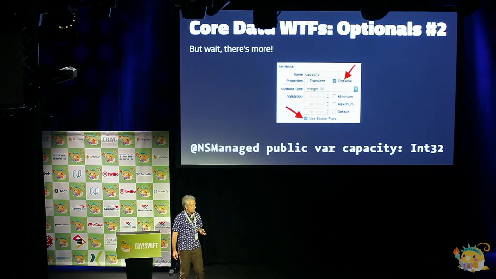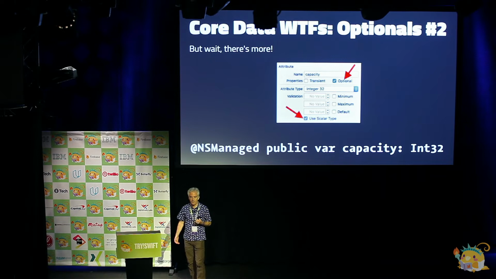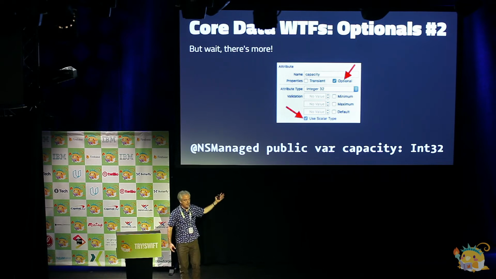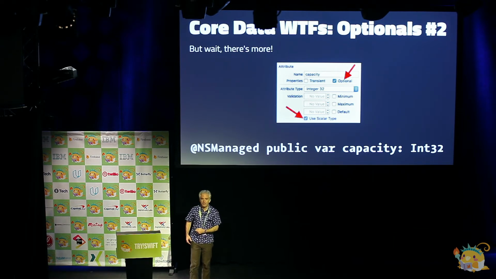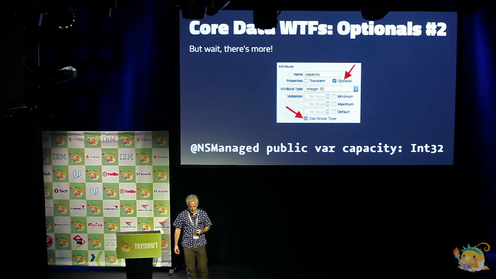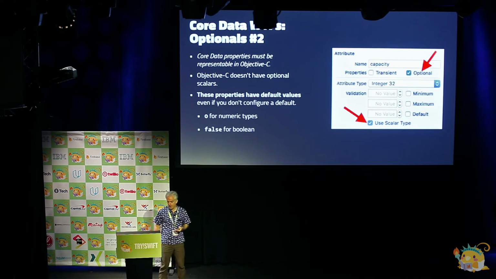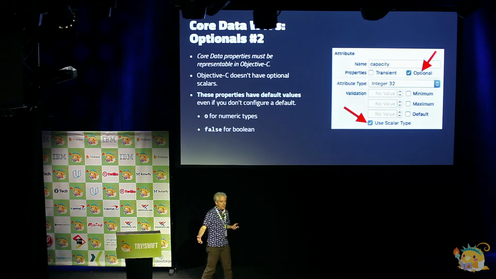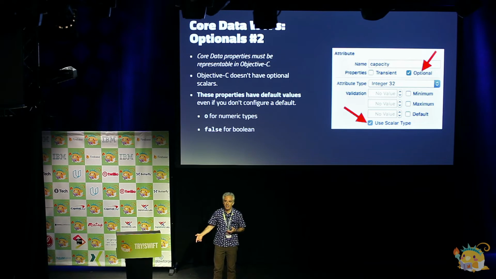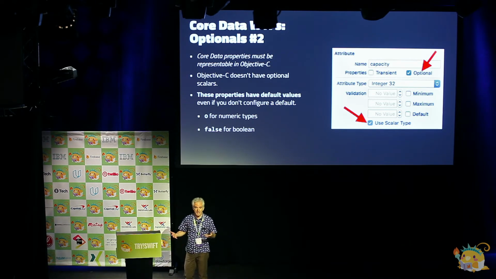Getting around this is kind of difficult too, because it relates to the second WTF, which has to do with what I was saying about not having optional scalars. So if you check the optional box for a numeric type like an integer, Xcode will generate something for you which is not optional, which is kind of a pain. And what's worst about this is that it's not just that it's going to be non-optional, it's that it's going to have a default value even if you don't assign one. Again, an Objective-C thing.